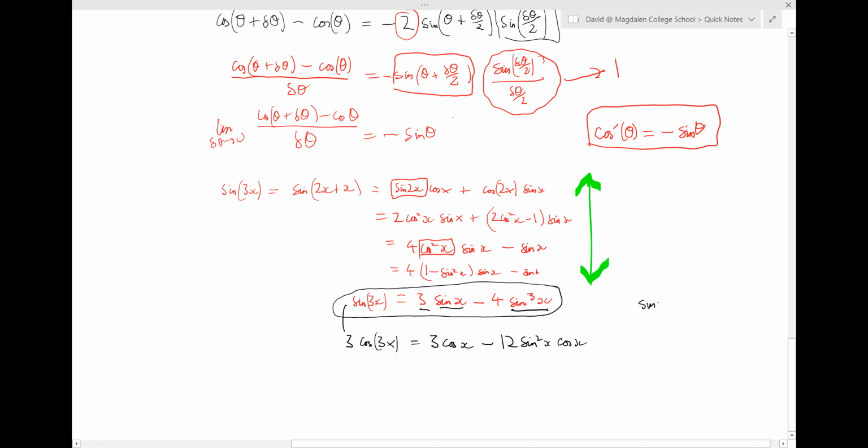This is sine x cubed, so when I differentiate the cube, I get 3 sine x all squared, and then I differentiate inside the brackets and get cos x. I can then divide by 3. Cos 3x is cos x minus 4 sine squared x cos x. And then I can just play exactly the same game, and then I'm done.